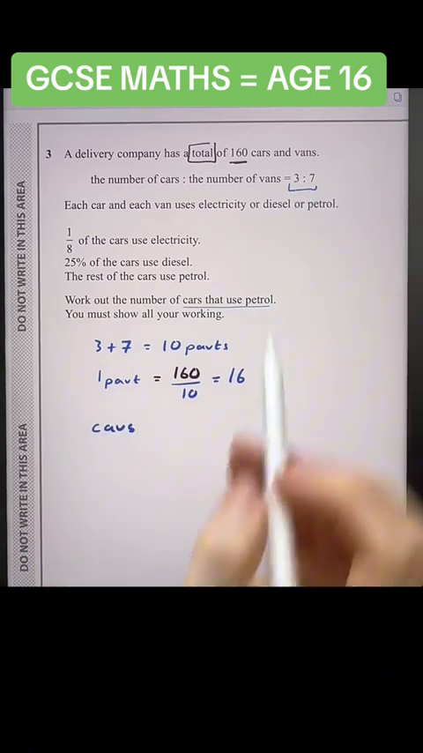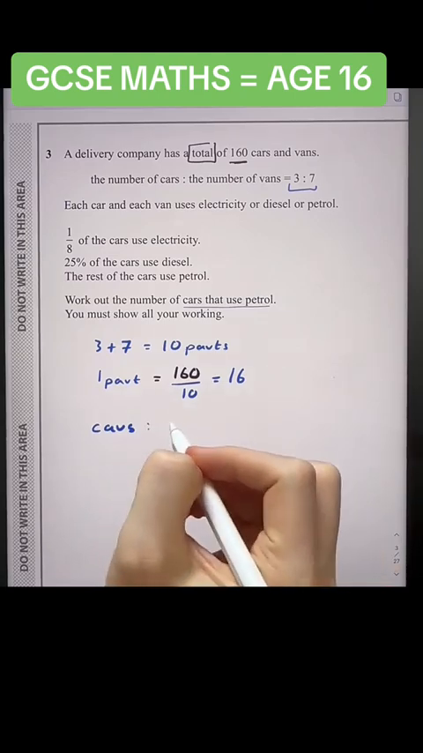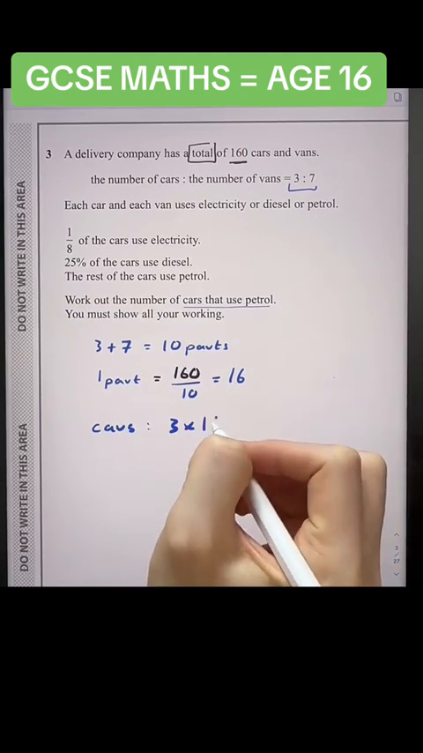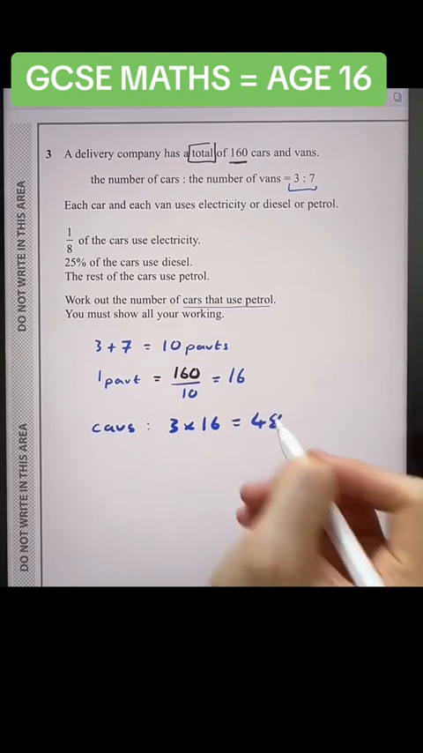So as cars have 3 parts, I know each part is worth 16. Therefore the number of cars is going to be 3 times 1 part, which is 16. And 3 times 16 gives us 48.